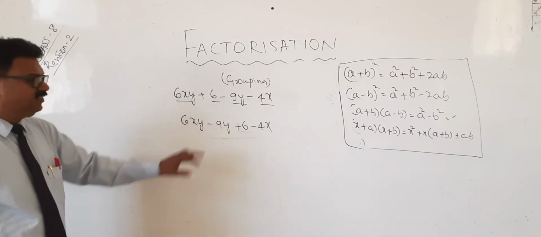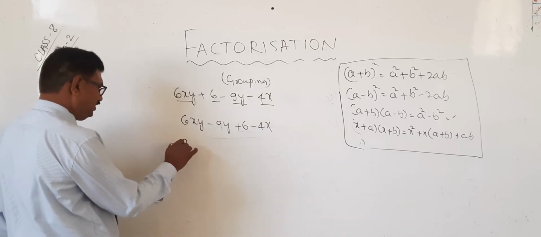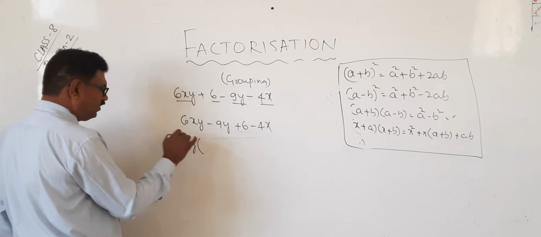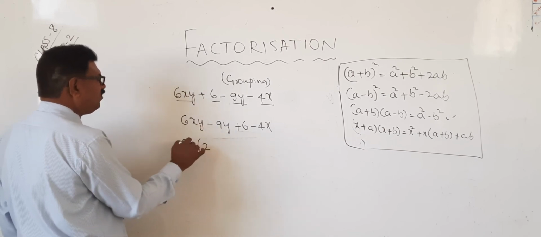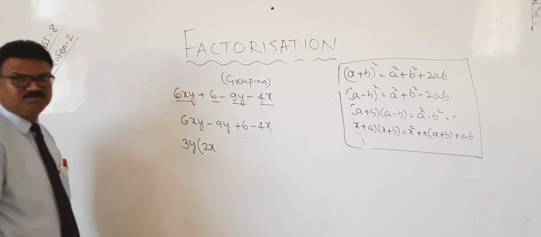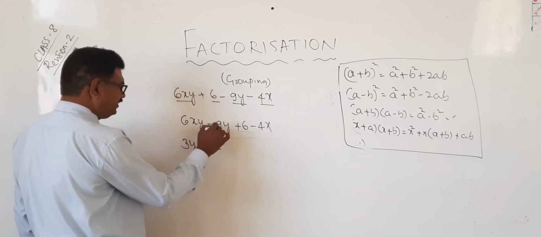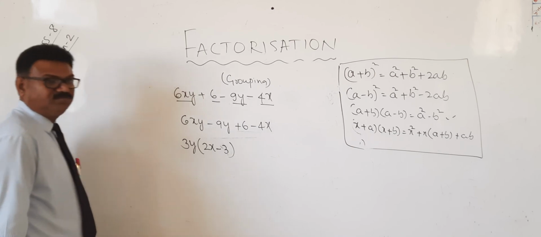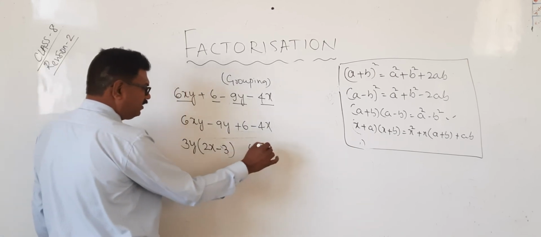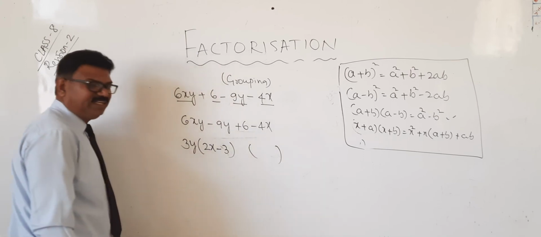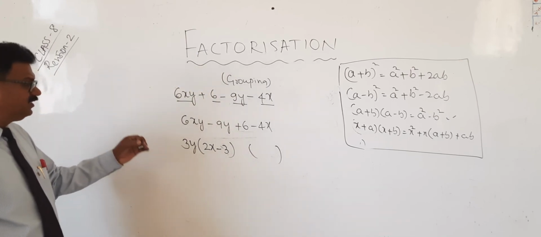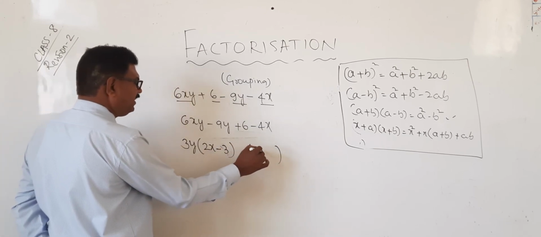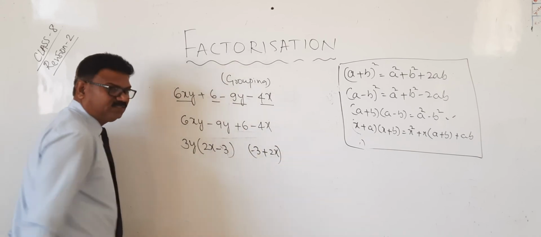In 6 and 9, what is common? 3. In x, nothing is there. Y. Therefore, what is common? 3y. 3y into 2x, y cancel, 3 2 ja 6. Minus 3 3 ja 9. Sorry, minus 3. Again, we want 2x minus 3 in this also. 2x minus 3. That means what? Here we want minus 3 plus 2x.